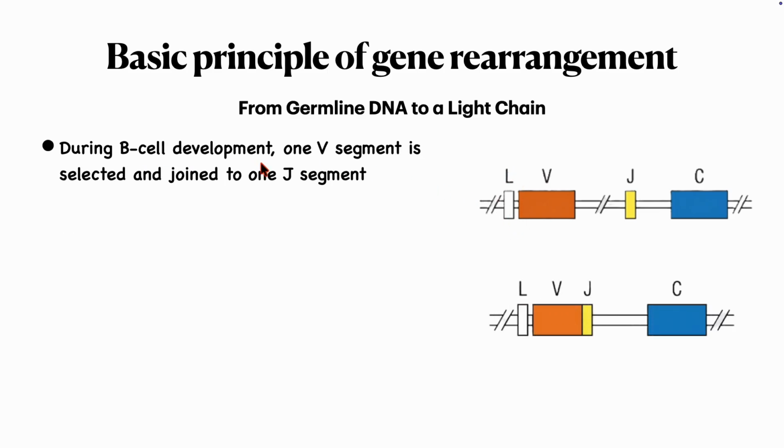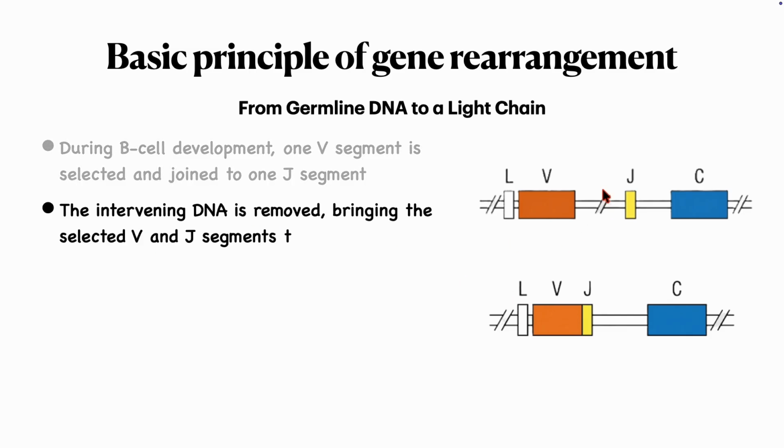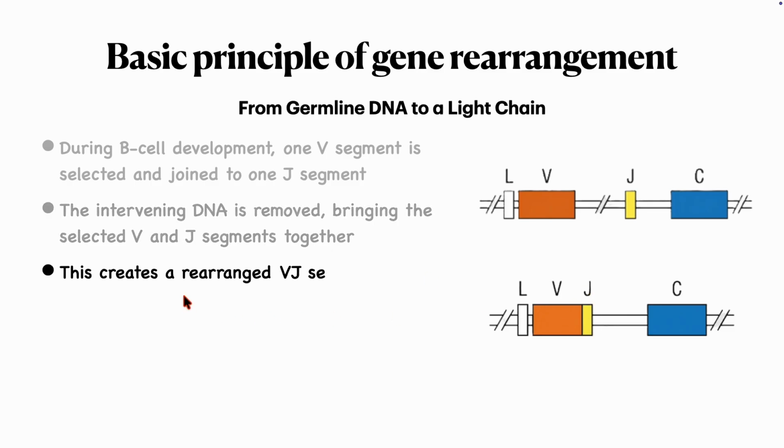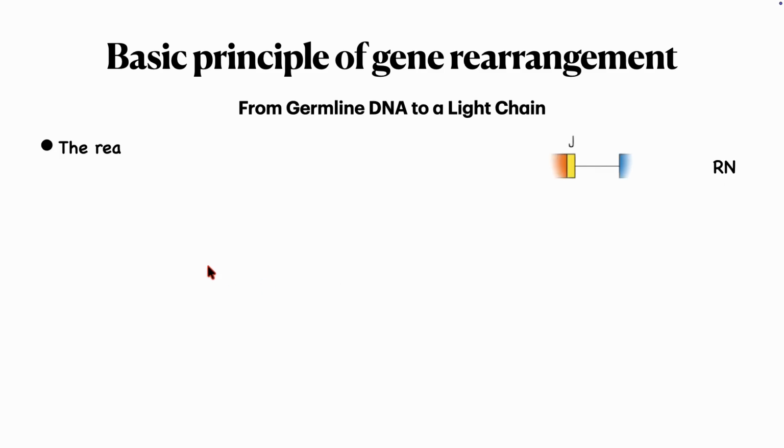During B cell development, one V segment is selected and joined to a J segment. The intervening DNA is removed, bringing the selected V and J segments together. This creates a rearranged VJ sequence.